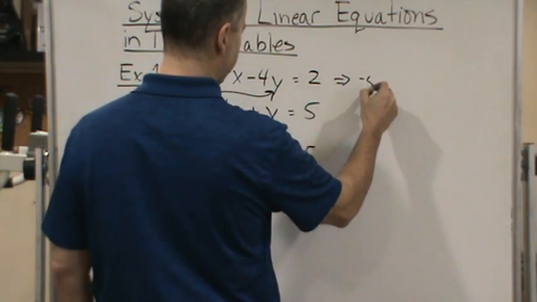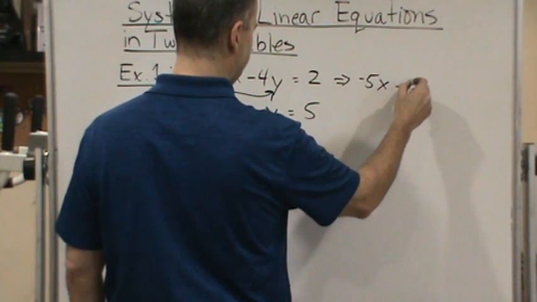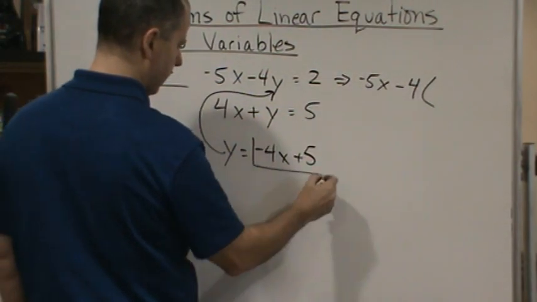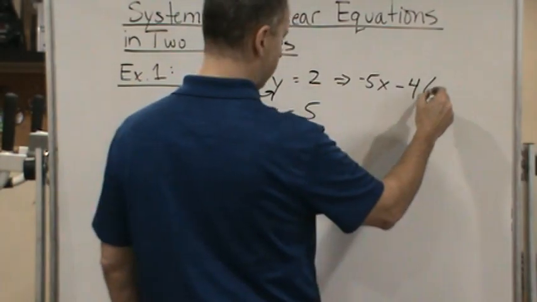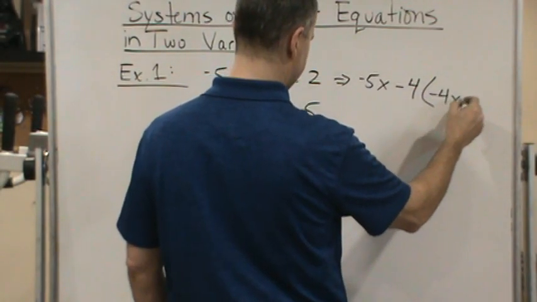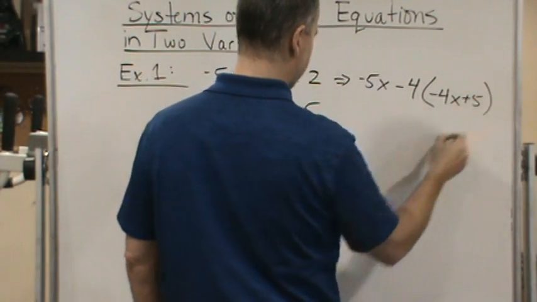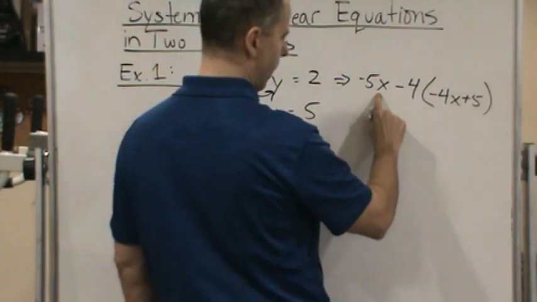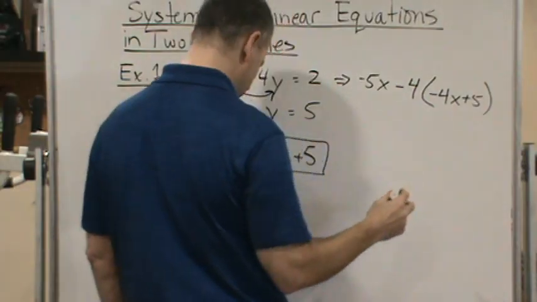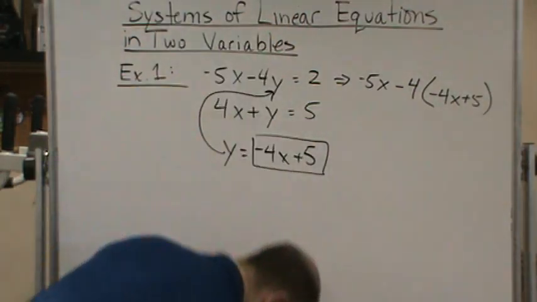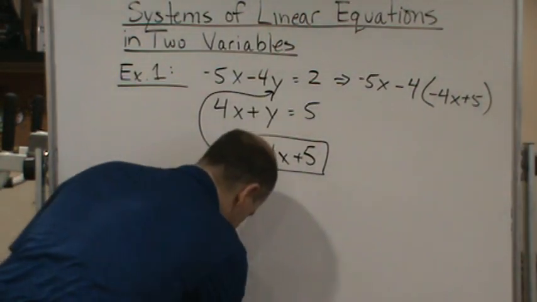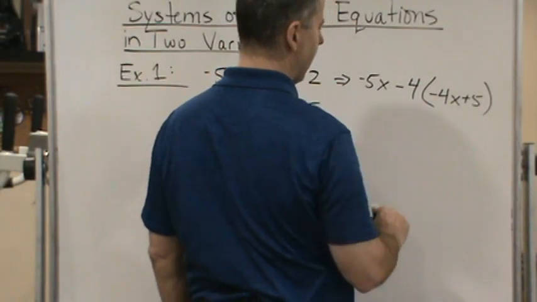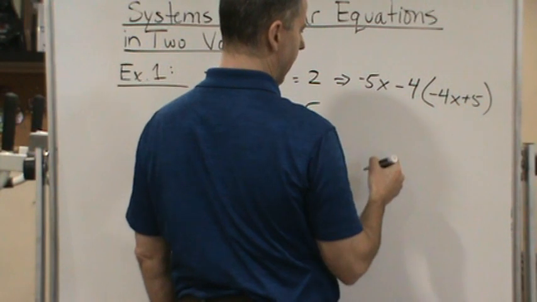It's going to become negative 5x minus 4 times what? Times this. So I'm going to put in negative 4x plus 5. And that's where the substitution comes from. Okay? Now if you see, now I've eliminated, in a manner of speaking, eliminated the y. And now I have everything in terms of x, and now I'm going to solve for x.